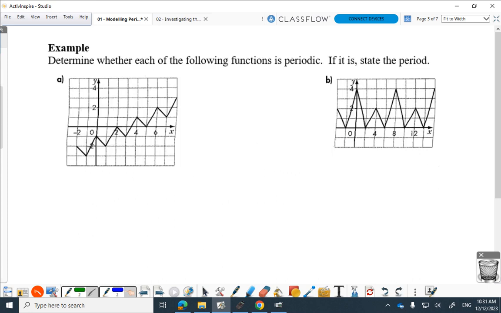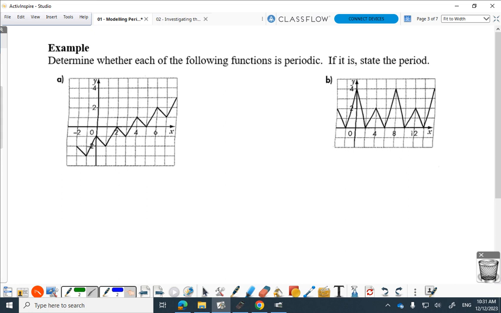Example. Determine whether each of the following is periodic. If it is, state the period. One of these is periodic, and one is not. I've purposely chosen them in a way to try to fool you a little bit, to make you really think about the definitions. Which one is clearly periodic? B clearly is periodic because it repeats and does the same thing over and over again.